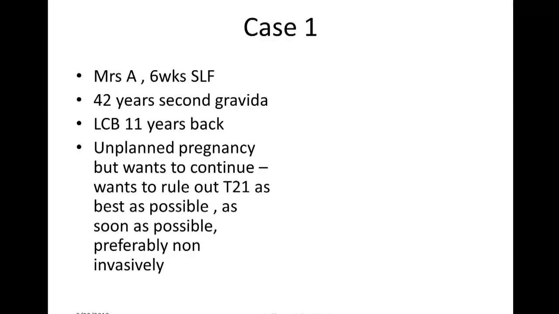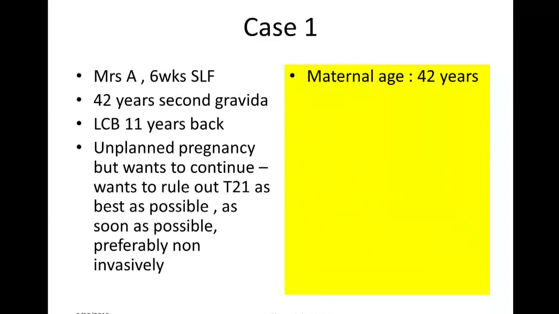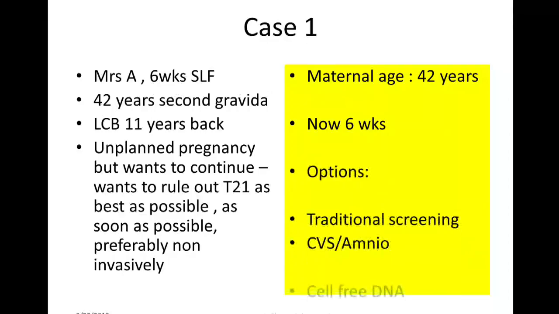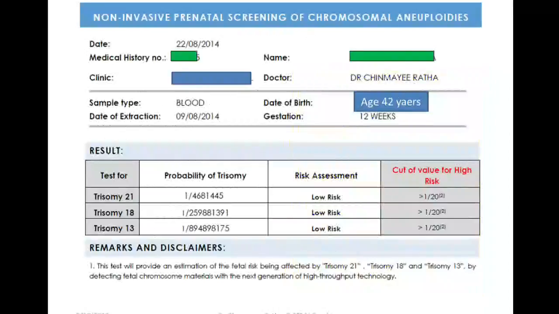Now, having heard the background just now, she seems to be a good candidate to do the cell-free DNA test because she is 42 years of age. She is now 6 weeks pregnant, and the options for ruling out trisomy 21 would be first traditional screening, or do a CVS or an amniocentesis with a risk of miscarriage, or cell-free fetal DNA. Now, if you look at what she wants, to rule out trisomy 21 as best as possible, as soon as possible, and preferably non-invasively, you could offer her a non-invasive test, that is a cell-free DNA test.